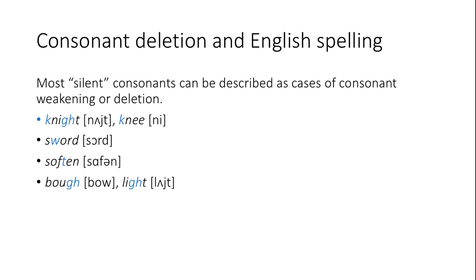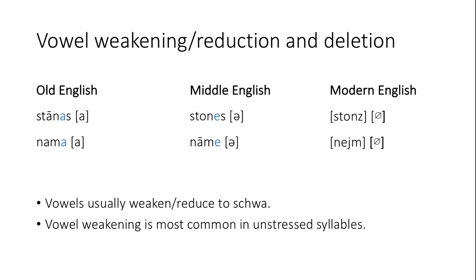So now I want to go on and talk about weakening. You can have weakening in consonants or vowels. We're going to talk about vowels first. The generic way to think of what weakening means is that a sound gets further from its target and closer to the surrounding sounds. And in terms of vowels, what usually happens is that a full vowel will often weaken or reduce to schwa, especially in unstressed syllables.